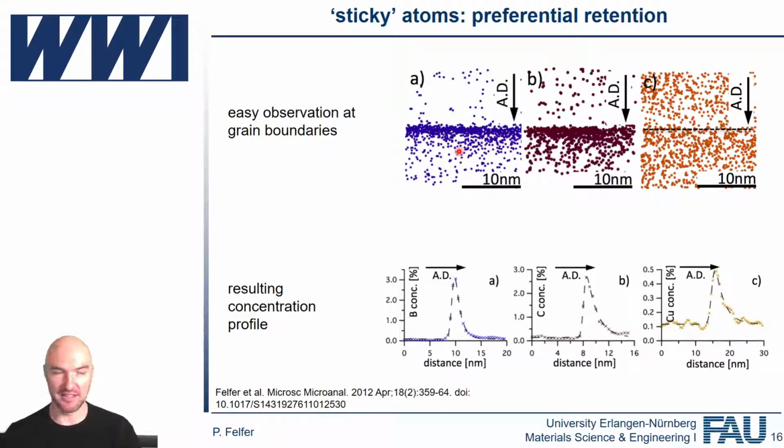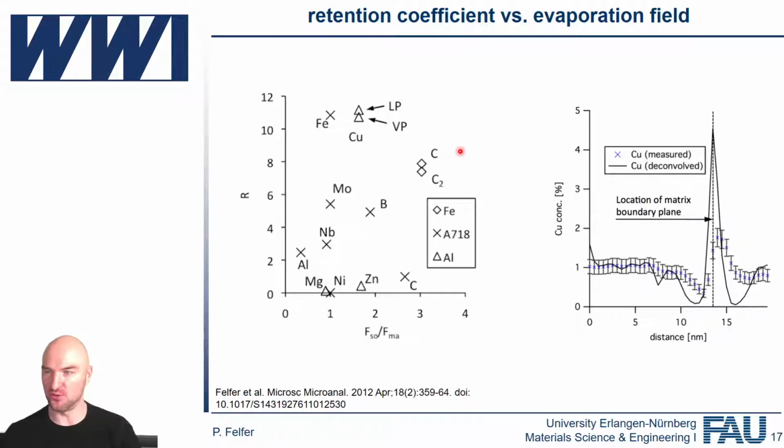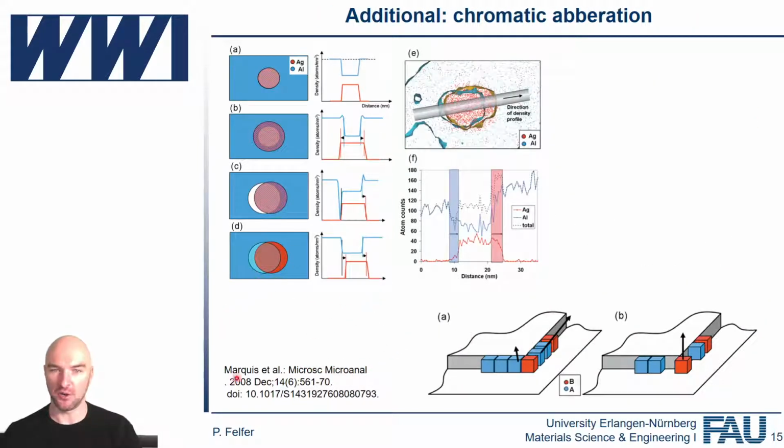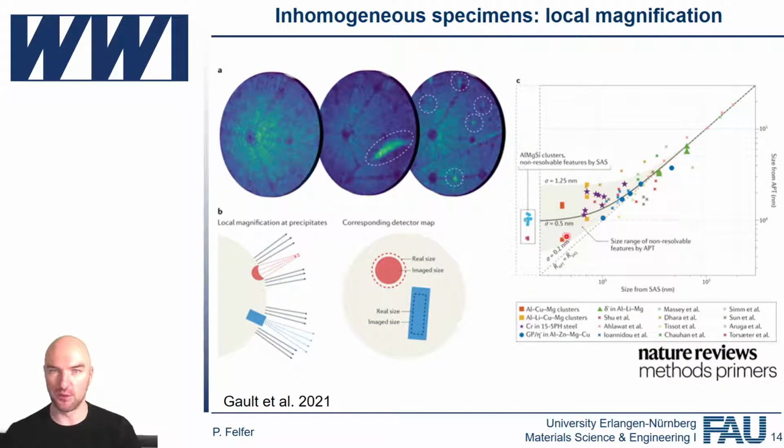But this is really something you just have to deal with when you're doing APT. Just keep those in mind and read up on those effects. There's a bunch of papers on the local magnification effect now. On the chromatic aberration, there hasn't been that much literature since the original paper by Emmanuel Marquis and François Vurpillot, which is now almost 15 years old. But this is something to keep in mind, and I think local magnification is something that everyone has in mind.